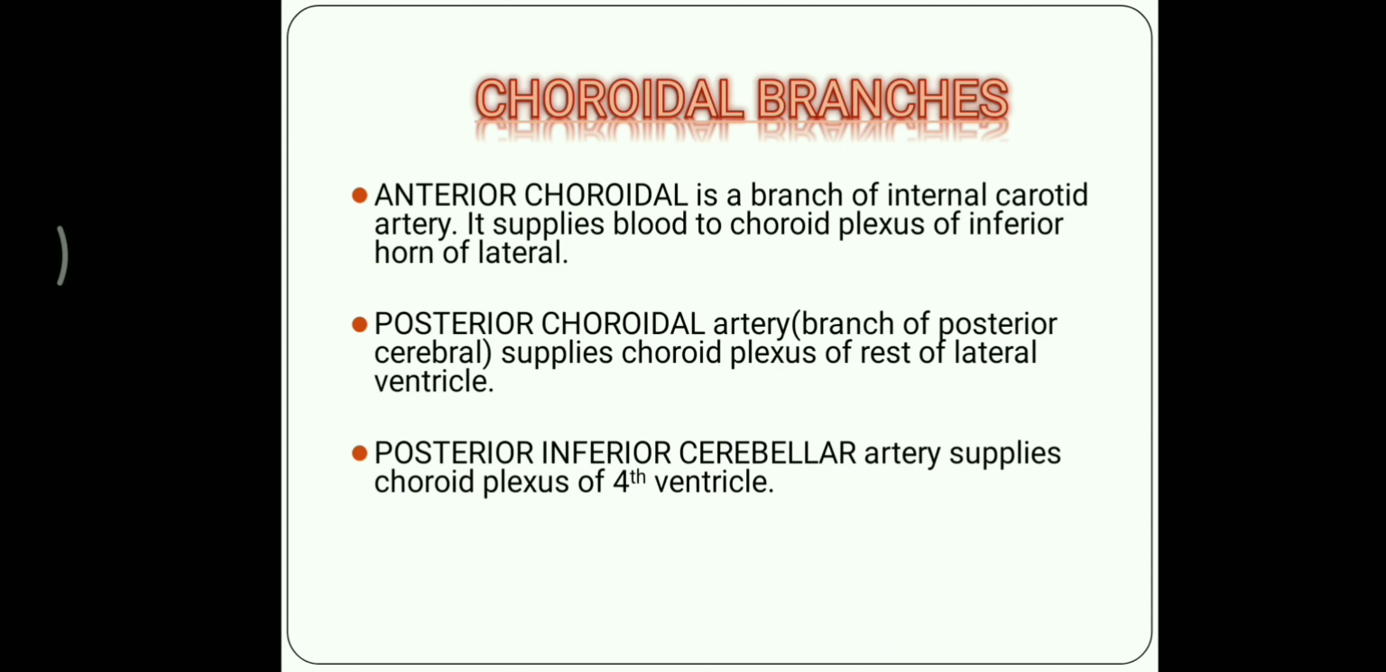After this, we'll discuss the choroidal branches. As the name suggests, these branches supply the choroidal plexus of different ventricles of the brain. It includes the anterior choroidal branch, which supplies the choroidal plexus of the inferior horn of the lateral ventricle. The posterior choroidal artery, on the other hand, supplies the choroidal plexus of the rest of the lateral ventricle. The last, the posterior inferior cerebellar artery, supplies the choroid of the fourth ventricle of the brain.